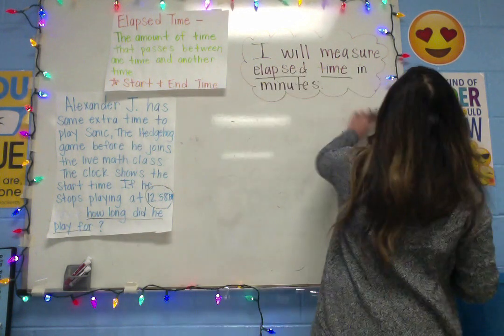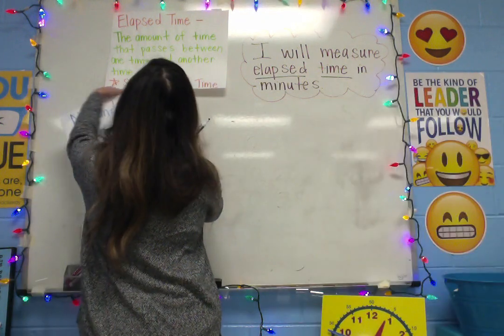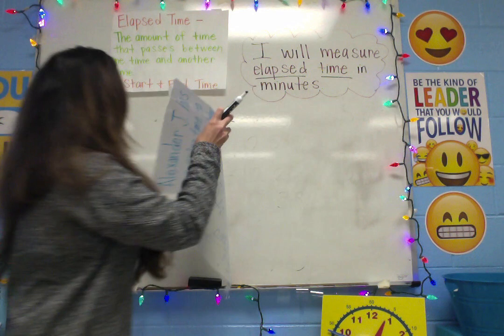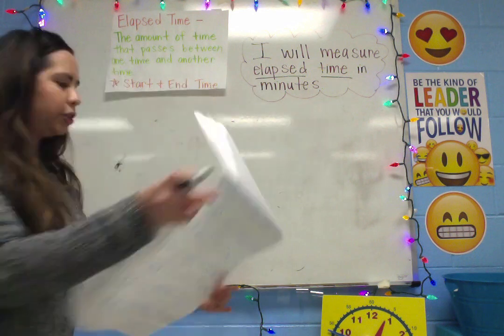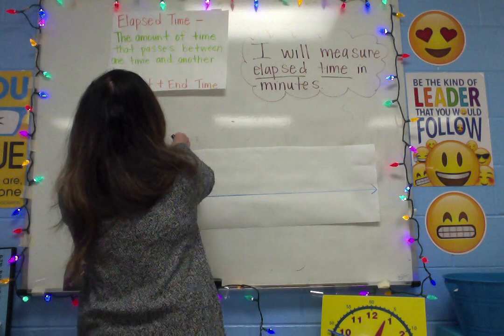Now, that was an example of measuring elapsed time, how much time has passed, using a clock. The next two examples I'm going to show you are using number lines. And I really enjoy the number lines. I feel like some of you will. Some of you might think it's a little difficult, but I think it's a great visual, a great strategy to use when you are trying to find the elapsed time, how much time has passed.